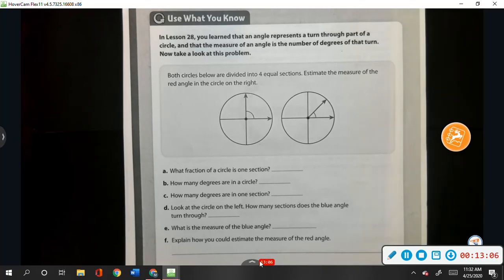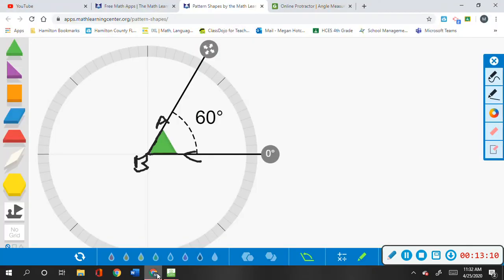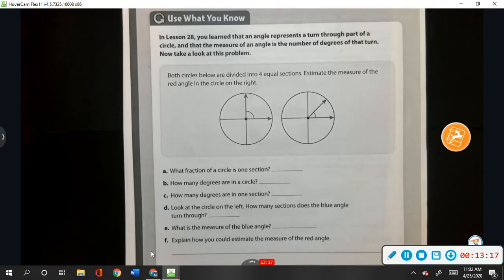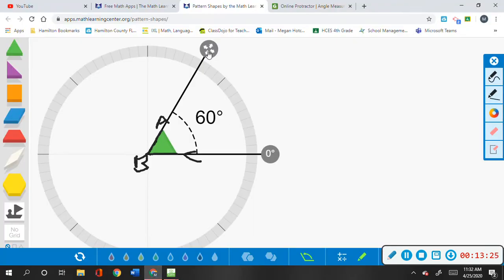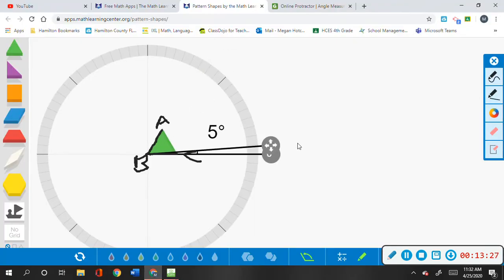Alright, so all that's saying is that we know now, just by doing this little exercise over here, that when we measure angles, we're measuring the turn the angle's making through the circle. Remember, this would be a 5 degree turn, 10 degree turn, 15 degree turn, 20 degree turn, and so on.